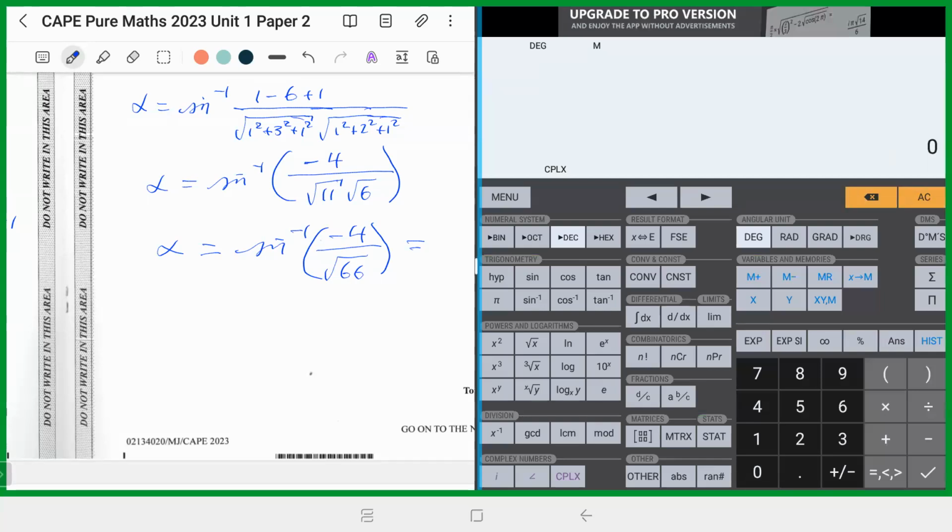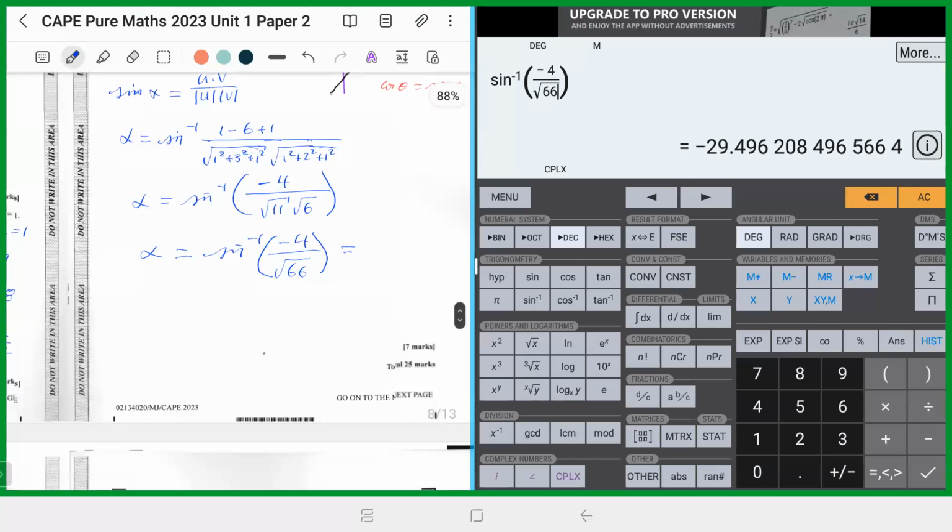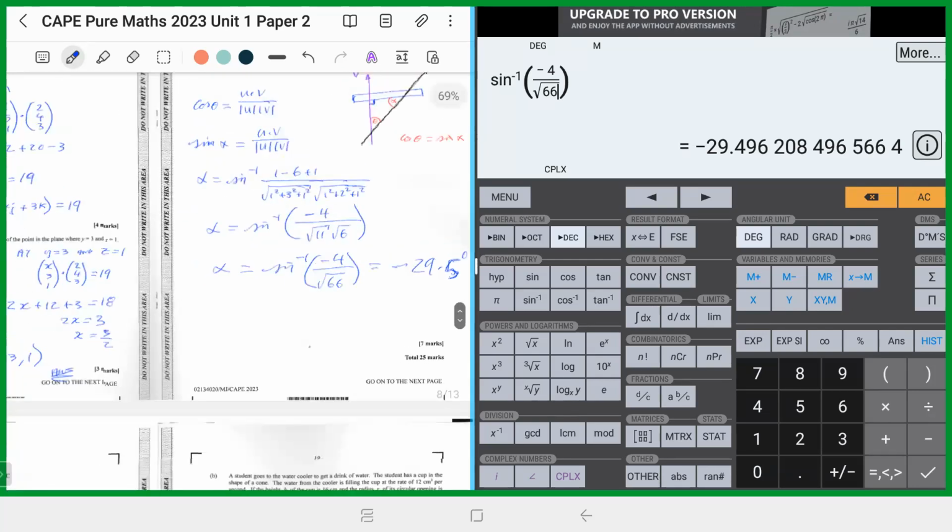Alright, so I'm going to put it in degrees. I'm going to take sin to the minus 1 of the fraction negative 4 over root 66. We get negative 29 degrees, guys. The negative is just a matter of which side it's on. Minus 29.5 degrees. So the negative really is about direction. It's really about which side it is on, right?